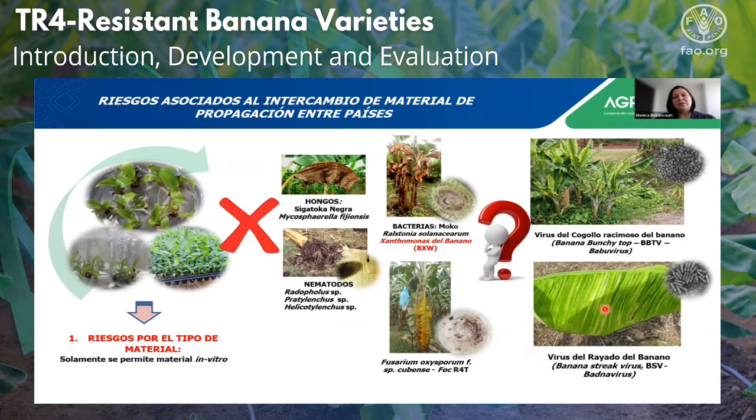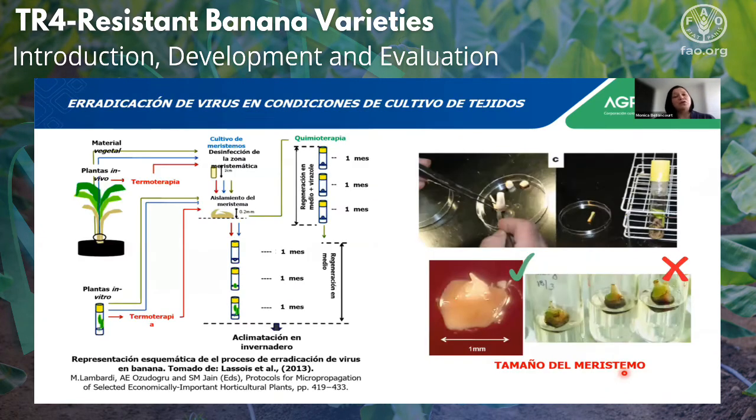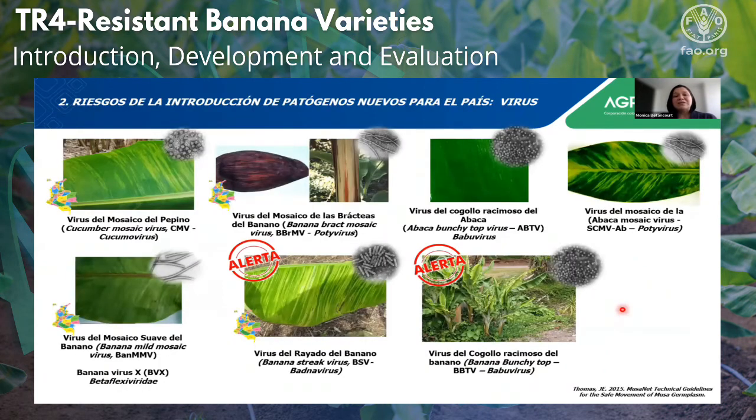Y efectivamente, como lo mencionó también la doctora Nancy, en el caso de virus existen numerosos reportes de la posibilidad de introducción de virus, específicamente del virus del cogollo racimoso o bunchy top, e incluso del virus del rayado del banano. Esto ocurre cuando no se conoce bien o no se hacen procesos de producción del material in vitro que impliquen el uso de procedimientos como la quimioterapia y la termoterapia, y que además impliquen utilizar meristemos muy pequeños. El riesgo de utilizar meristemos grandes, que tengan concentraciones de virus que pueden desarrollarse, es muy alto, y de hecho eso está descrito para varios virus y específicamente en musáceas. Cuando se tienen procesos de diagnóstico difíciles, fácilmente puede entrar material contaminado con virus, incluso en material in vitro. Entonces ese riesgo estaba latente.